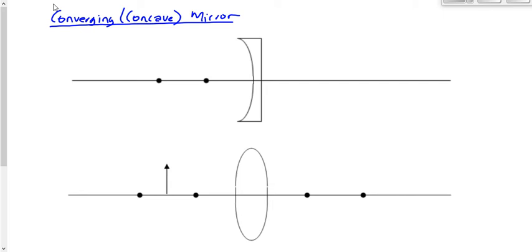The bottom one is a lens. This one is a converging or convex lens. So you've got to be careful here, right? The difference between converging and diverging for mirrors and lenses. Converging for mirrors is concave. Converging for lenses is convex.